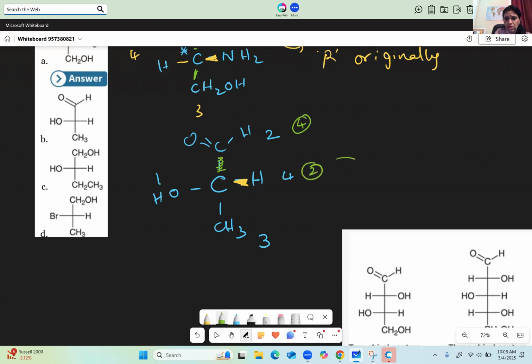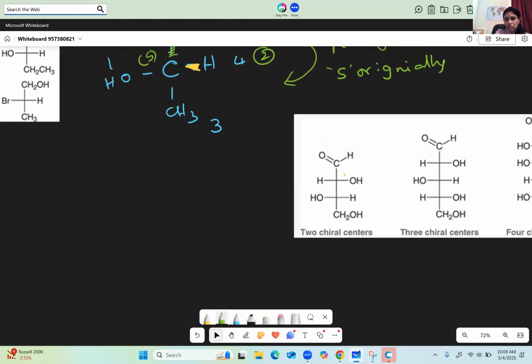So 1, 2, 3. So this is going as an S after the switch, after the flip or switch. So S originally. For the record, one more time, we don't need to do this after the switch. I'm just doing this again for you if you need a little refresher. So S originally. So that means this is a yes confirmation. And again, in this Fischer projection, there is only one chiral center.